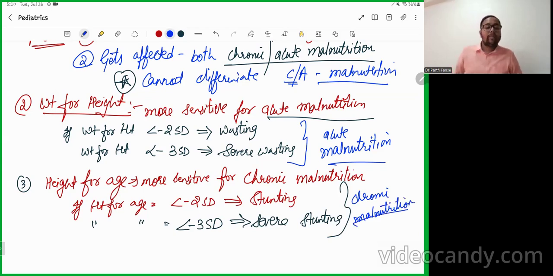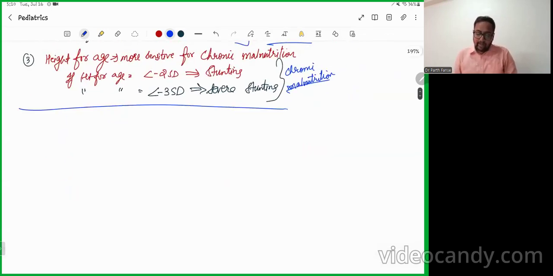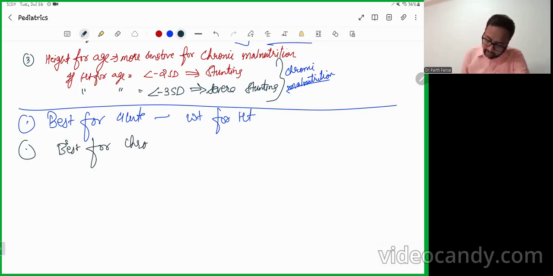It is more reliable for what? Chronic malnutrition. And now, there are some key points to remember. Which is best for acute malnutrition? It is weight for height. Yes or no? Which is best for chronic malnutrition? It is height for age.